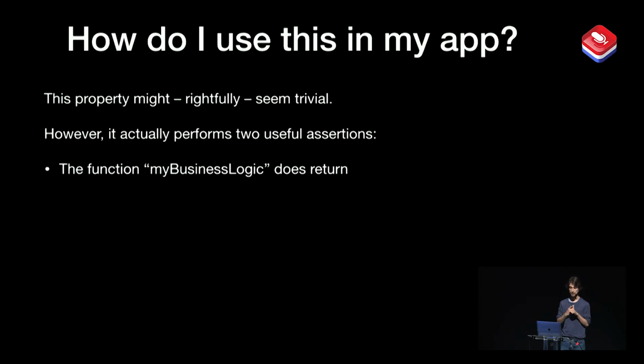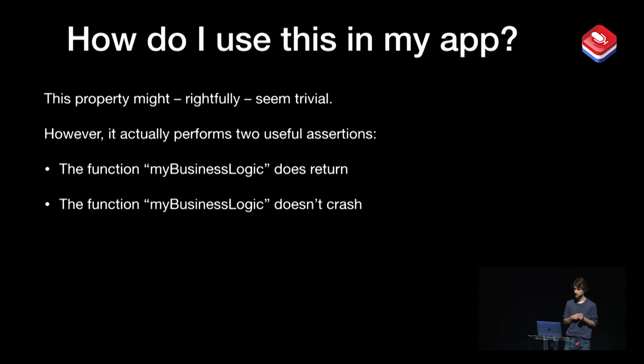It asserts that the function myBusinessLogic does return, meaning there is no infinite loop, there is no Stack Overflow. And it also asserts that the function does not crash. And these are two properties that we want in our app. We want them to never loop, and we want them to never crash.